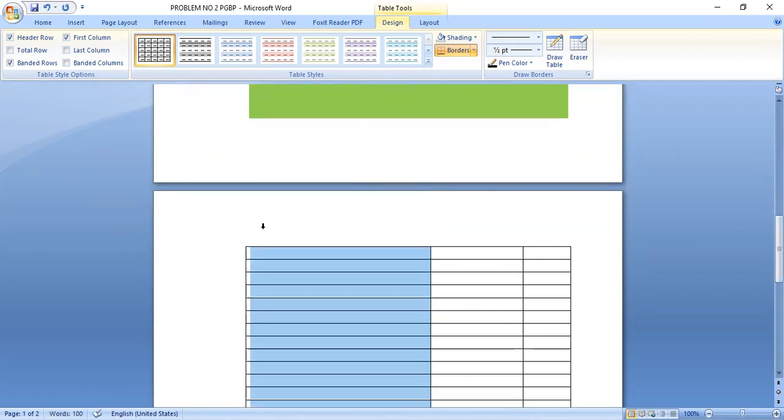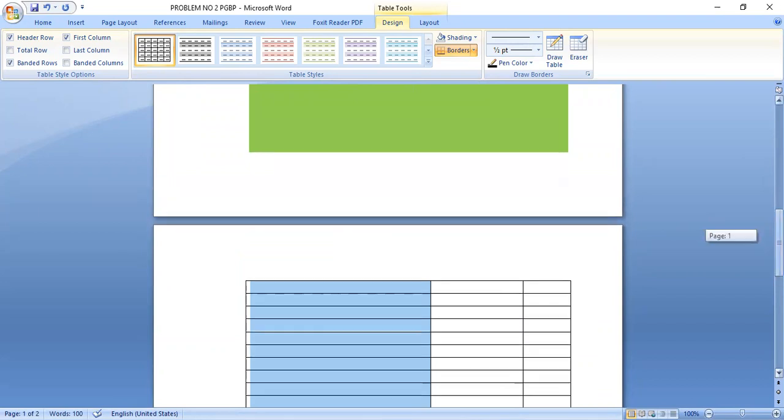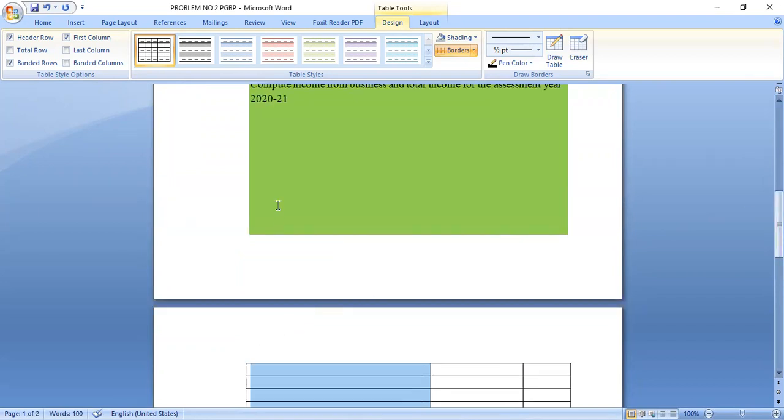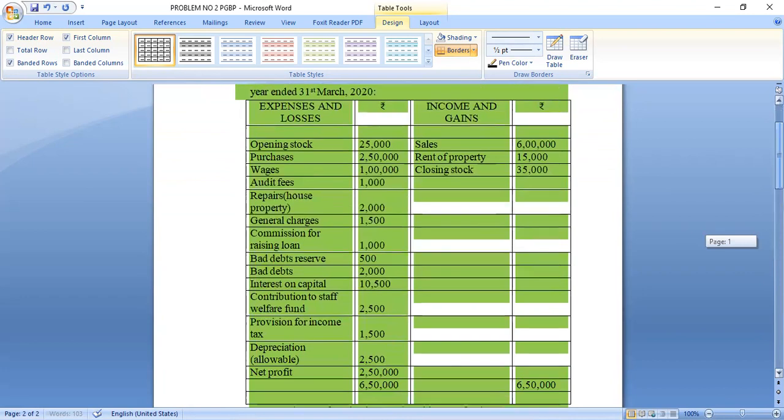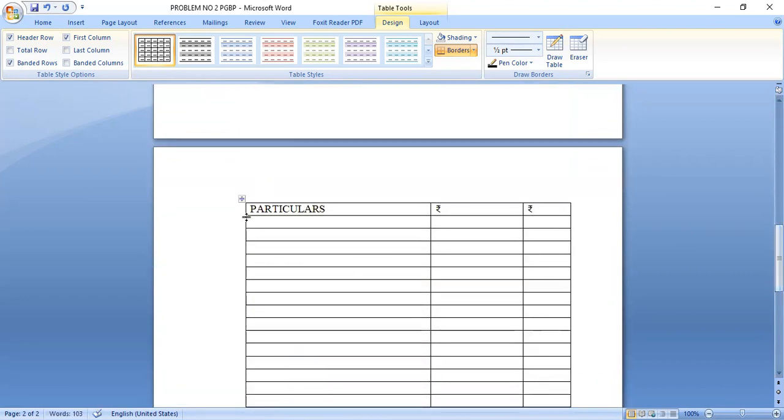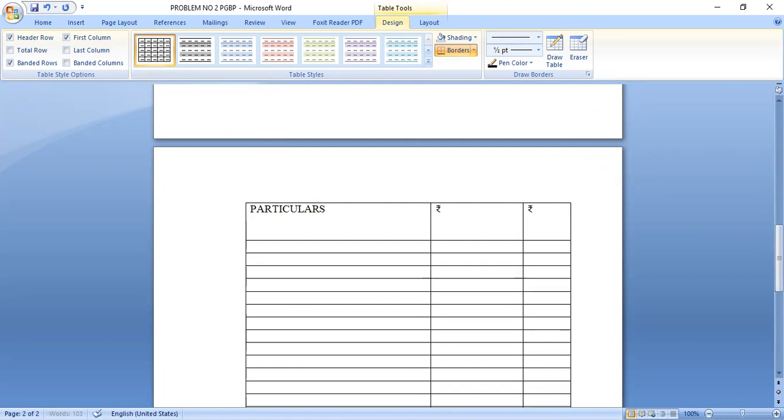The heading should be: particulars first column, second column rupees, third column rupees. One for inner column, other for outer column. So heading should be, just, so I tried the heading here.